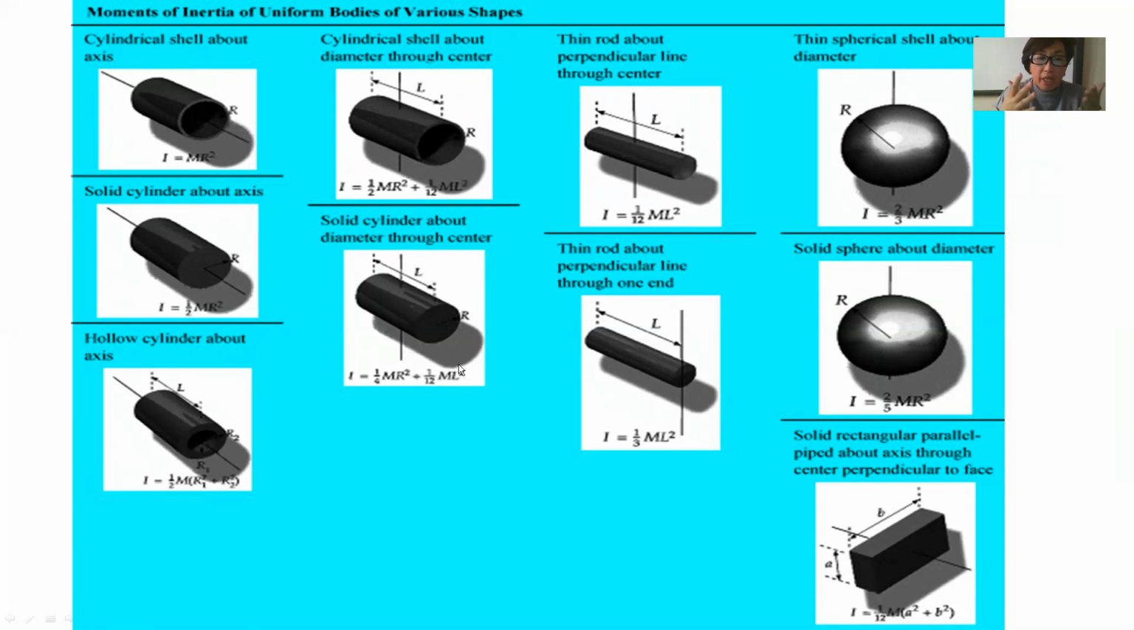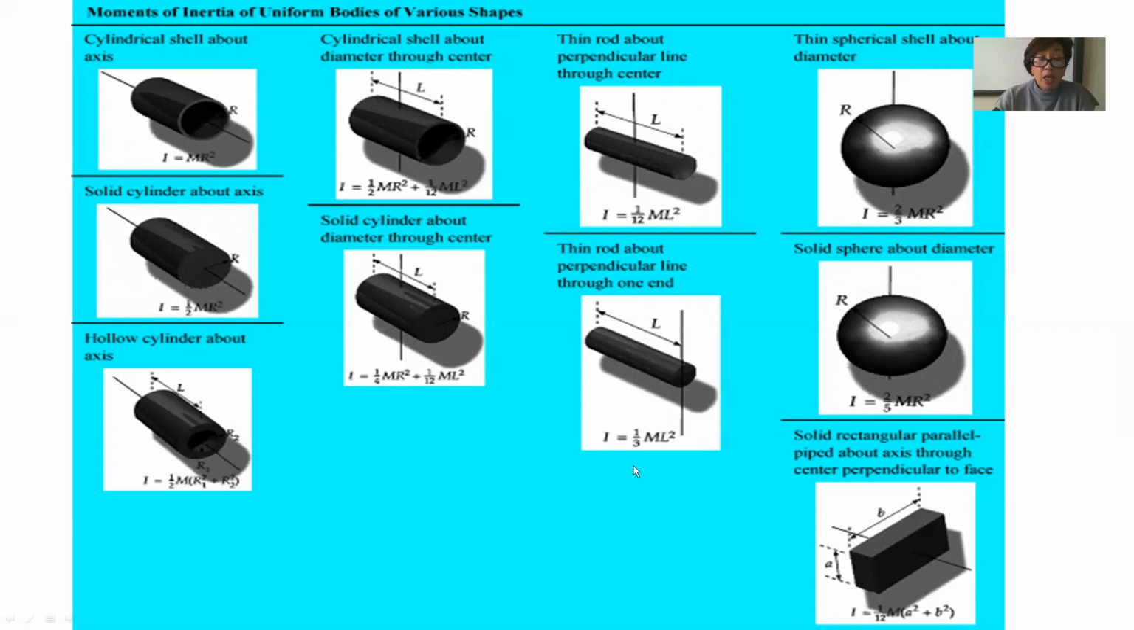And maybe the task uses a thin rod. Here we're using a thin rod, with the axis through the center, a perpendicular line through the center. This is the line of the thin rod, the length of the rod. We know the moment of inertia of the rod about a perpendicular line through the center uses the formula 1 divided by 12 ML squared. Then for the rod about a perpendicular line through one end, we're using the formula moment of inertia 1 divided by 3 ML squared.